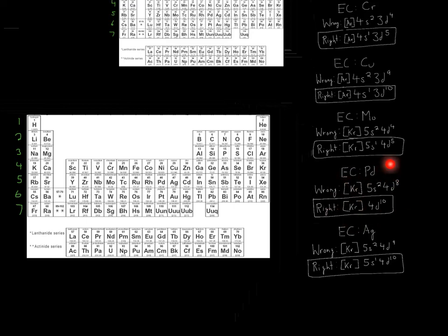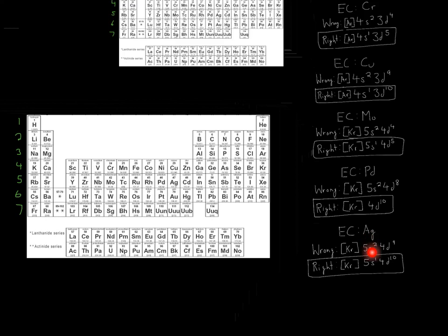So just remember, palladium is a little different because Cr and Mo are the same. Cu and Ag are in the same group, so they act the same. But since Pd is all by itself, it acts differently. That will remind you that it jumps 2 electrons, so it'll be 4d10.